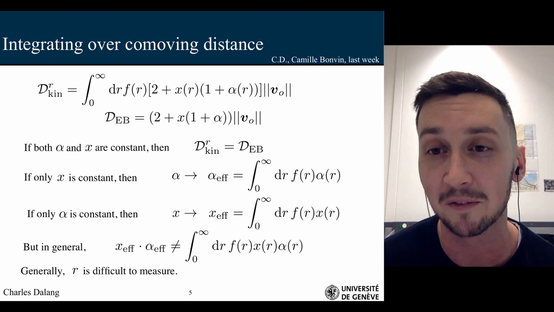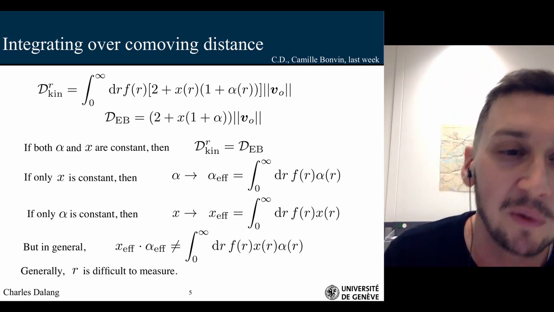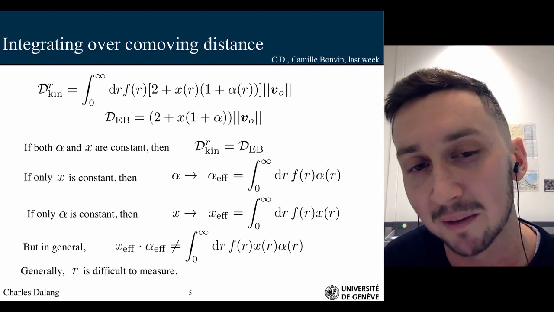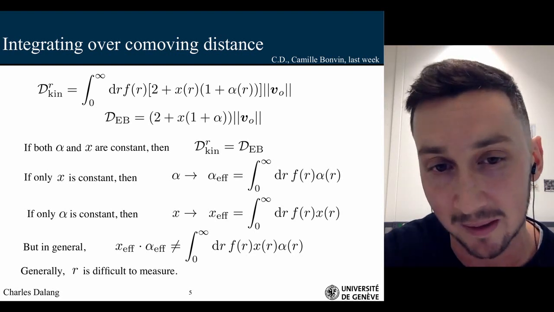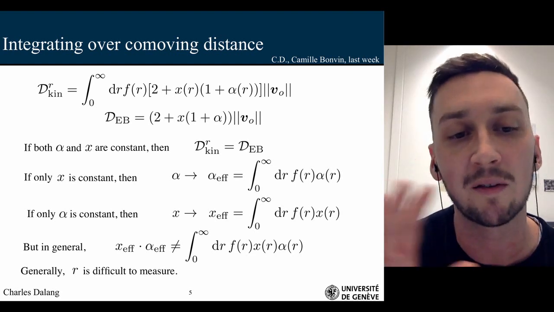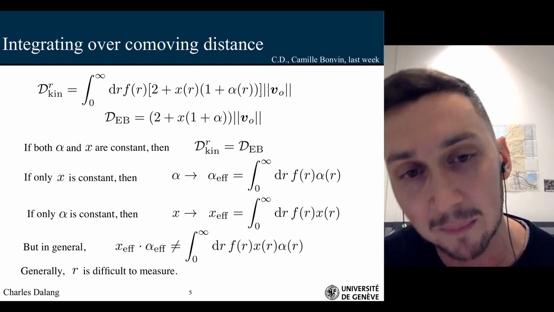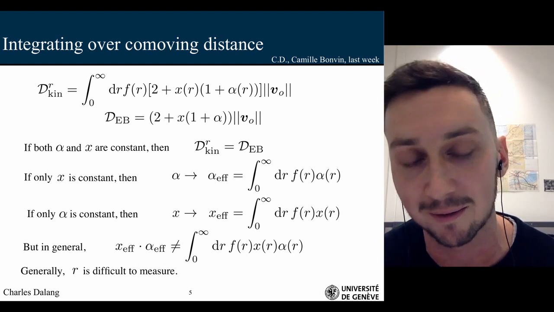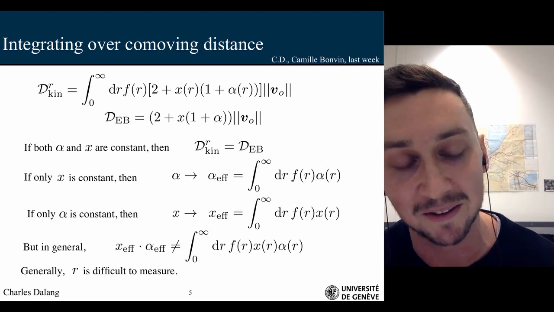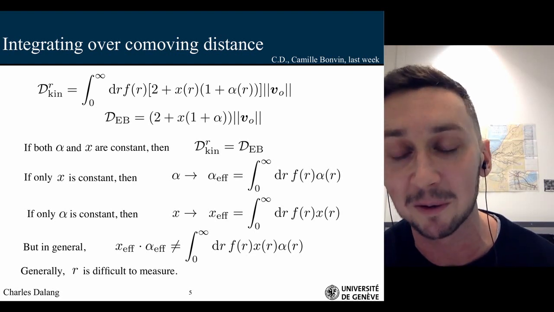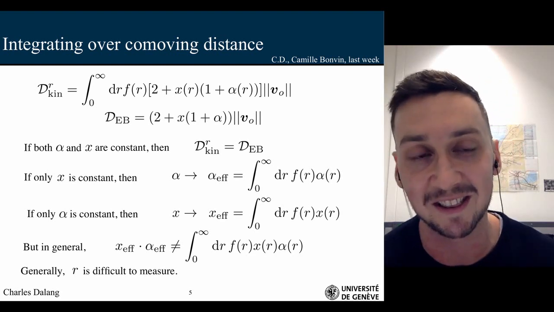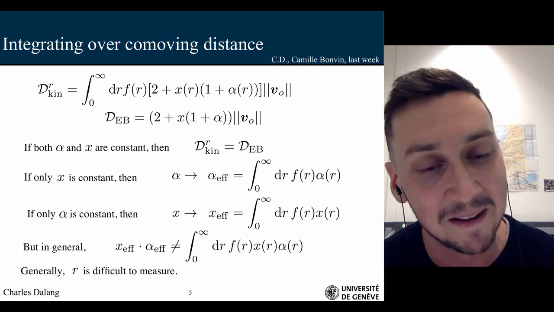If they are constant, of course, you will. If only X is constant and alpha is not, then you will have an effective alpha which will enter this thing, which is the average, which is fine. If you only have alpha which is constant, then it's the same, but you replace X with an effective magnification bias. But if they both somehow depend on distance, then the integral of the product is not the product of the integrals. It's a basic thing you probably learned in high school. And so it doesn't work.